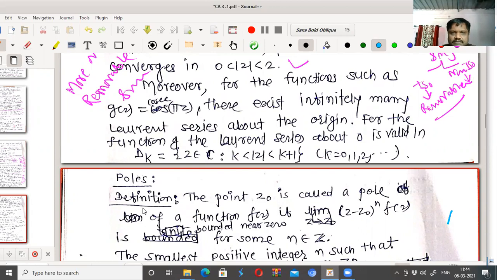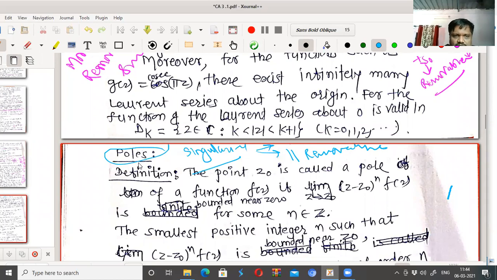We'll discuss poles. In the last two lectures we have discussed singularities. It's a classification: isolated singularity and non-isolated singularity, and in isolated singularity we have seen removable singularity. Okay, now we'll go for poles.